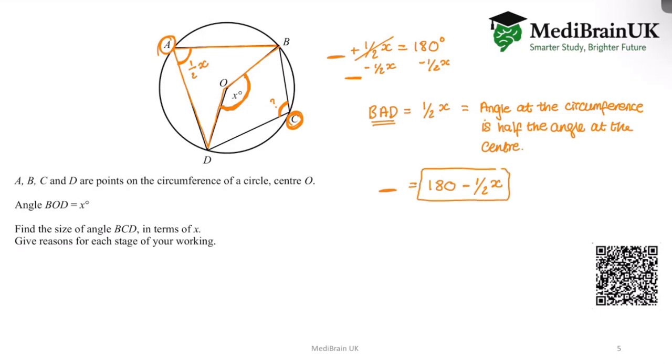Okay, and we need to leave our answer in terms of x, and we have left it in terms of x. And our reasoning for it is that opposite angles in a cyclic quadrilateral add up to 180 degrees. Okay, so that's what we have for a question like this.